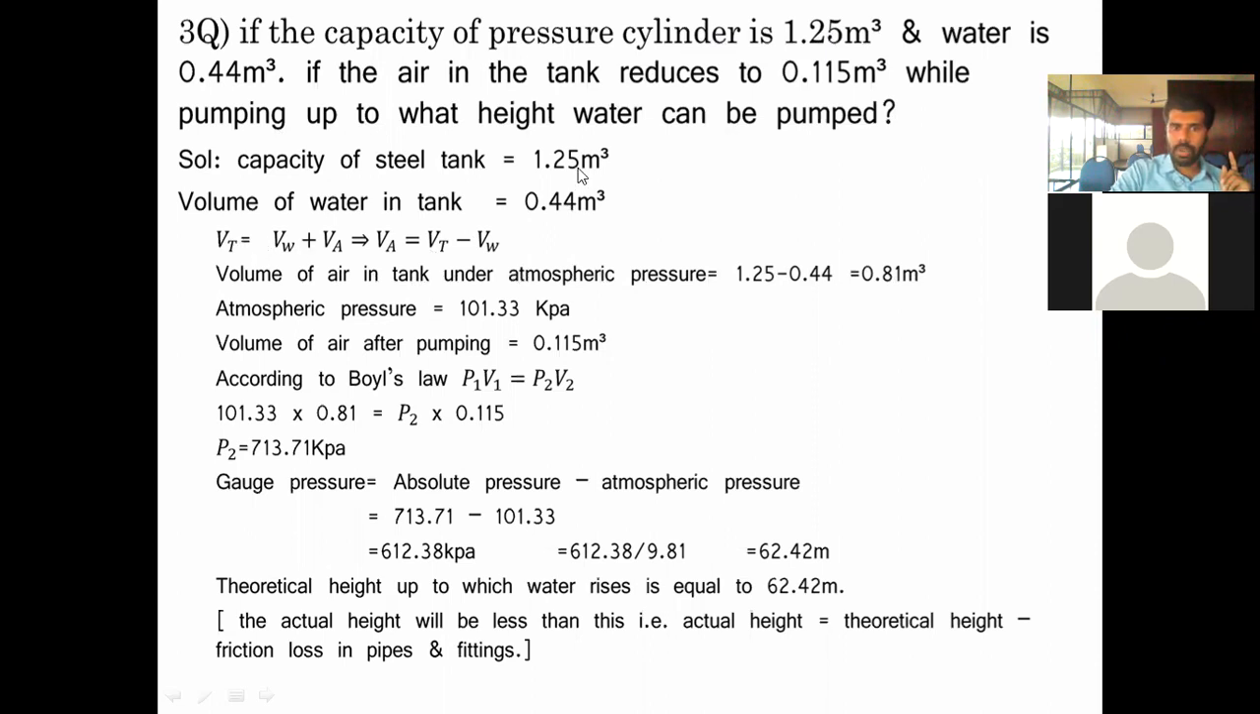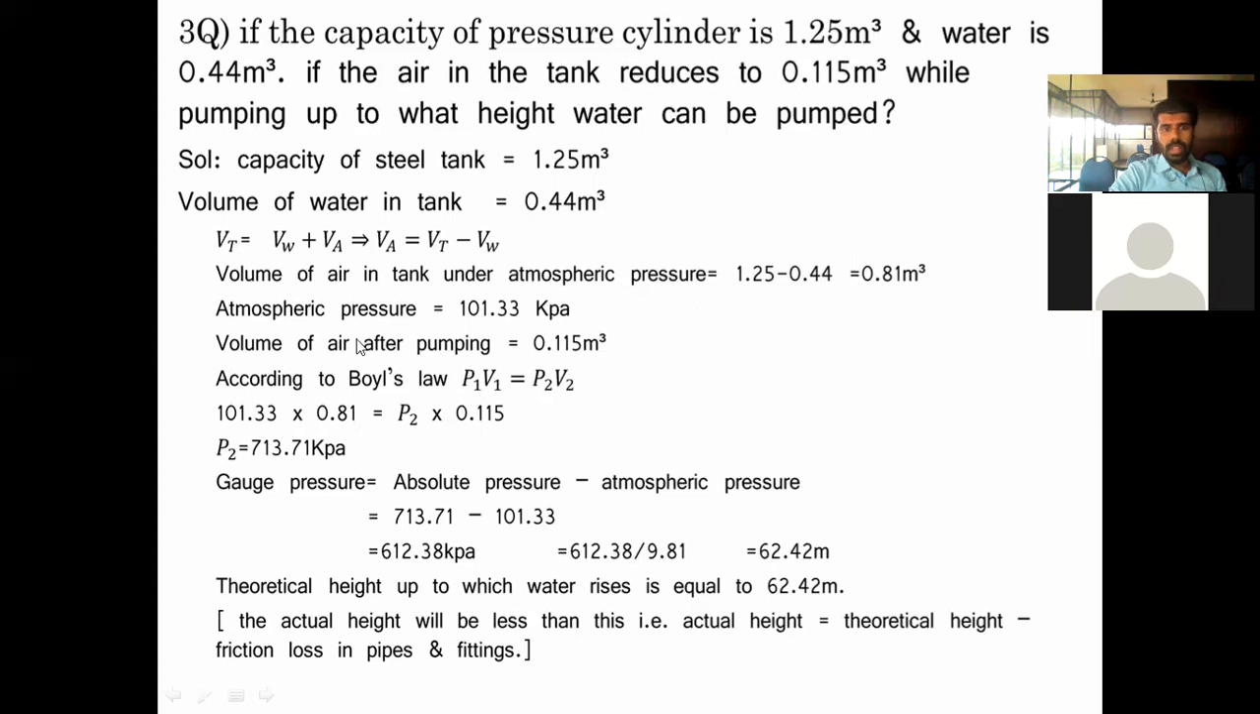Volume of tank is 1.25, volume of water is 0.44, and volume of air is 0.81 meter cube. Okay. So we know the atmospheric pressure is 101.33 kilopascal, that is the normal atmospheric pressure. So what happens to the volume of air after pumping? It says that it reduces to 0.115 meter cube. So the actual volume of the air in the tank is 0.81, and after pumping, the air in the tank reduces to 0.115 meter cube from 0.81.